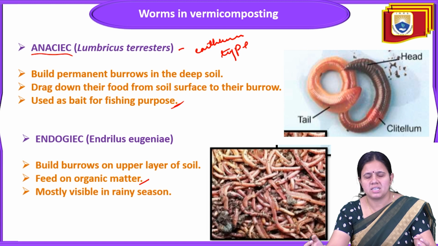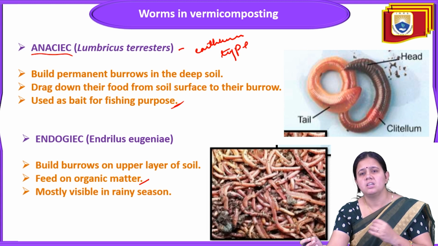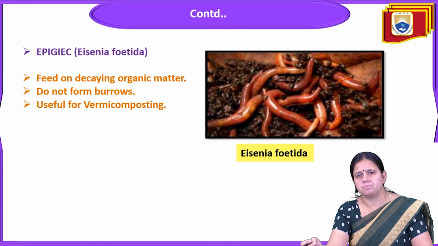The Anecic and Endogeic types of earthworms are the most used in today's vermicomposting sites, because they are very good earthworms. They permanently build hollows in the deep soil and upper layer of the soil, and drag their food down from the soil surface to the burrow. They feed on organic matter, and the Endogeic works mostly under the good conditions of the rainy season.